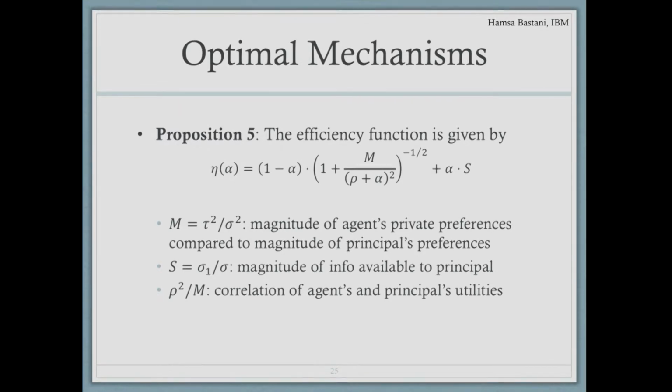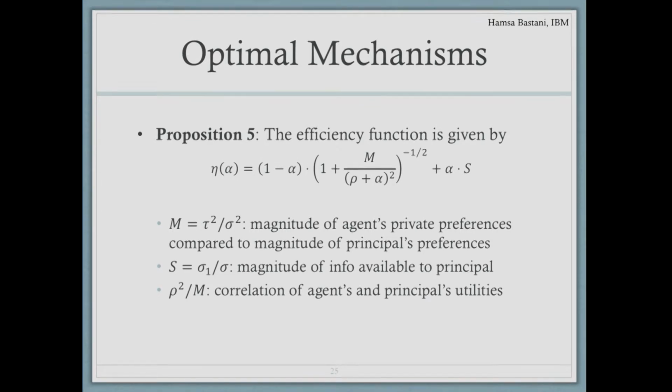So first, again, it depends on M, which is the ratio between the magnitude of the agent's preferences versus the magnitude of the principal's preferences. When that's small, then it's more useful to have a pay-for-performance program.